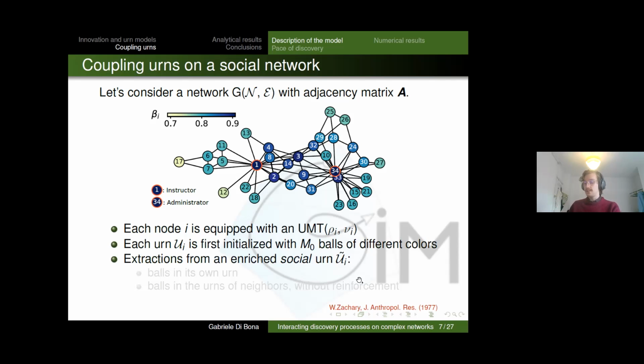We call this Ũ_i. So this social urn is basically the urn of the node i, so the balls in its own urn, but also we have an enrichment through the social links. So we also add in this enriched social urn the balls of the urns of the neighbors, but without the reinforcement. Okay, so this is everything that we need to know from the model. So we initialize and then we draw from these balls, and of course they are urn models with triggering. So every time we put the reinforcement, every time we discover something new, we have the triggering of new possibilities.